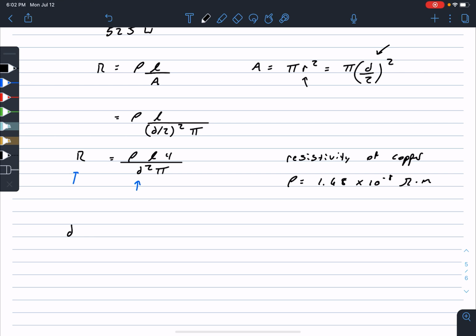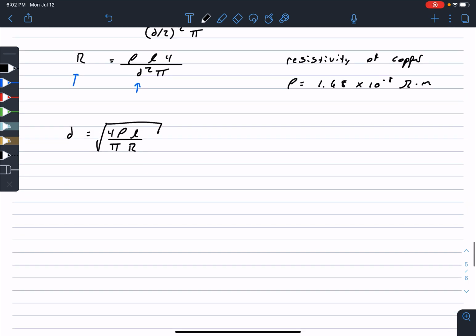Let's solve for D. D is going to equal 4 rho L over pi times R, all under a square root. That's what D is going to come out to be. So now what we're looking for is the minimum size. How small can we have this be when we still get the desired power, right? So in order to have that, we need to have the maximum resistance that we can have for this diameter, because this is inversely related, right? This is 1 over R max, so that as this goes up, this is going to give us our minimum.